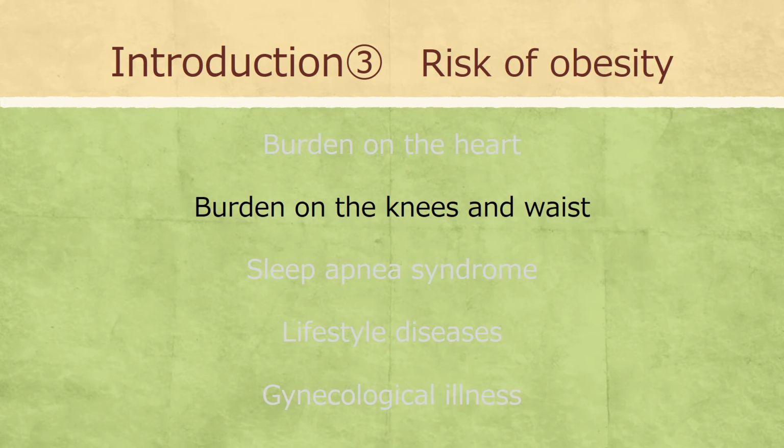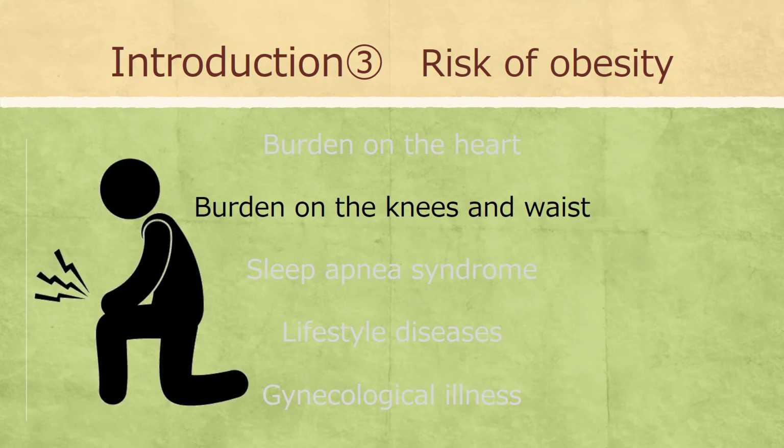Burden on the knee and waist. When we are walking, the load on the knee will be 2 to 3 times the weight. Obesity increases the burden on the legs and waist, making it easier to develop conditions such as osteoarthritis.